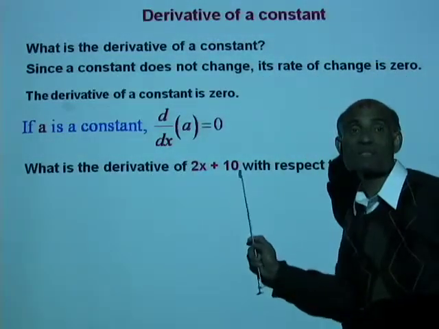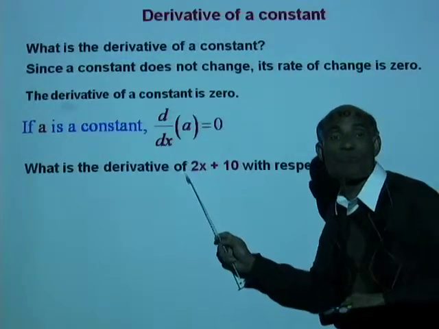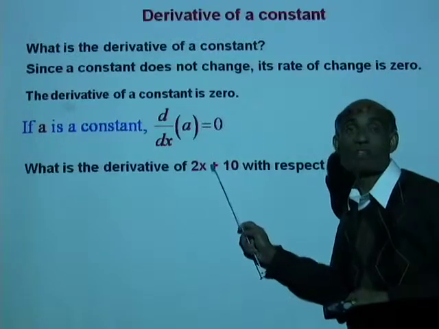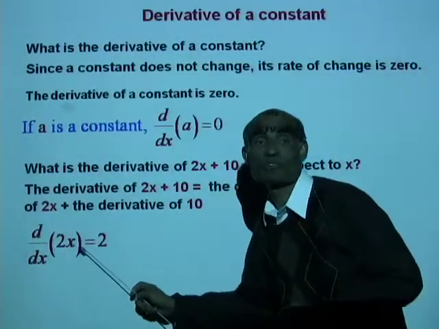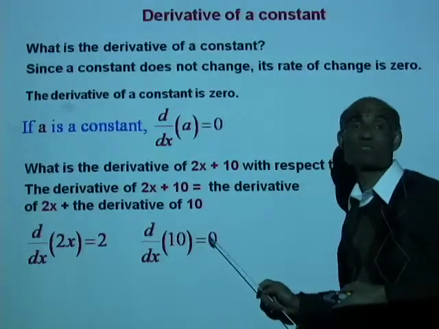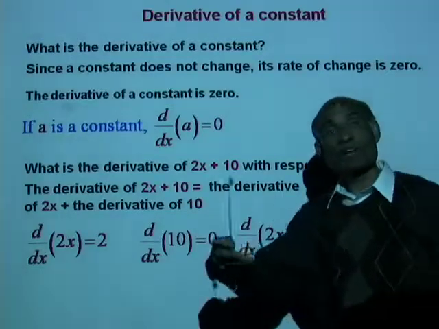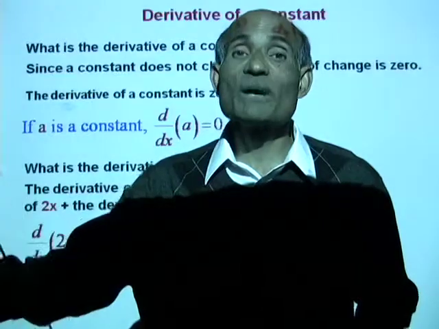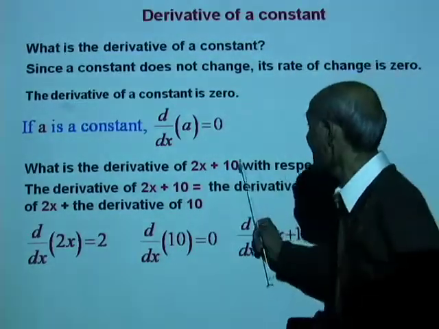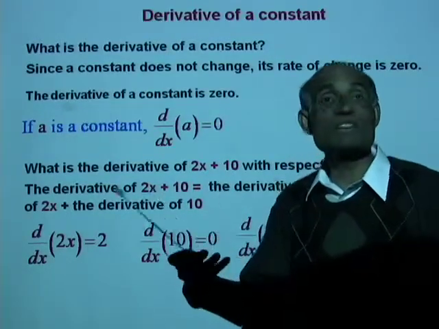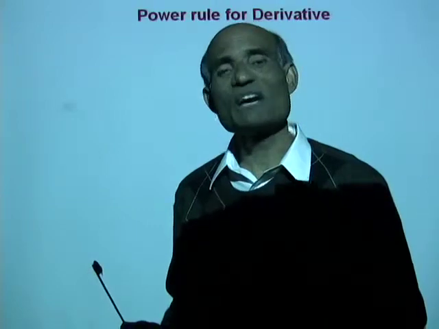What is the derivative of 2x plus 10 with respect to x? Well, we can find the derivative of each of these. What is the derivative of 2x with respect to x? It is 2. The derivative of 10 with respect to x is 0. Therefore, the derivative of 2x plus 10 equal to 2. You see, earlier we said the derivative of y equal to 2x equal to 2. And now the derivative of 2x plus 10 also equal to 2. That means a constant added to a function does not change its derivative. Is that right? Okay.